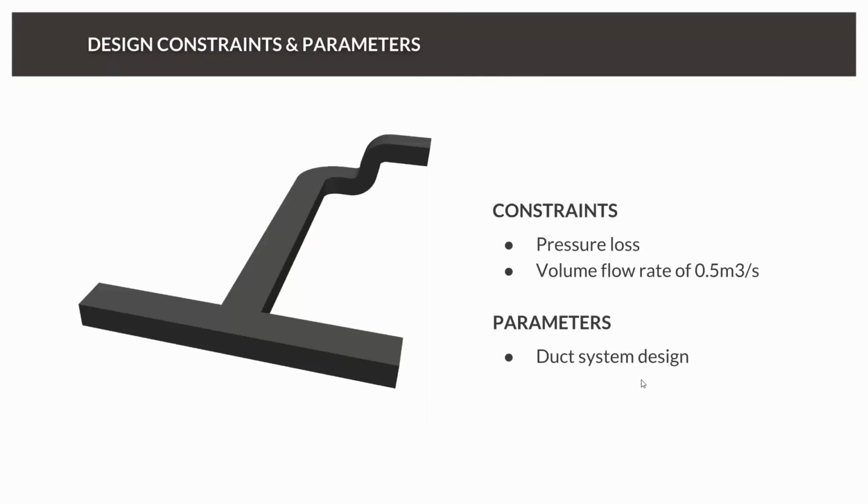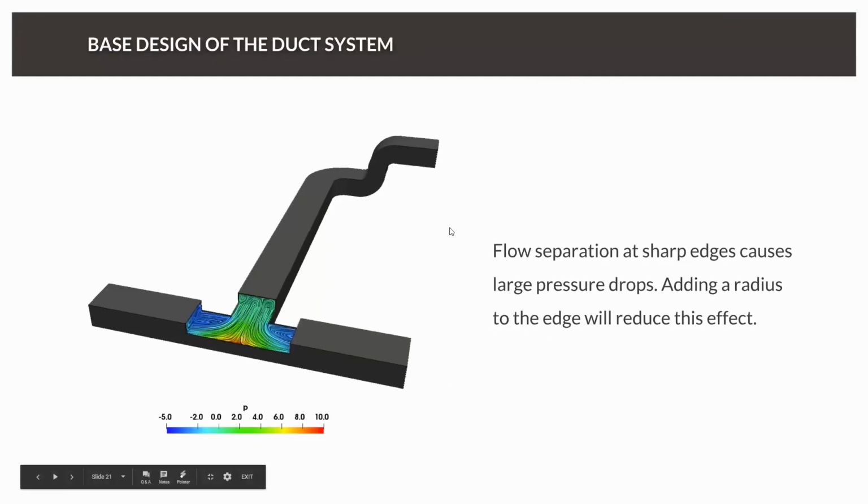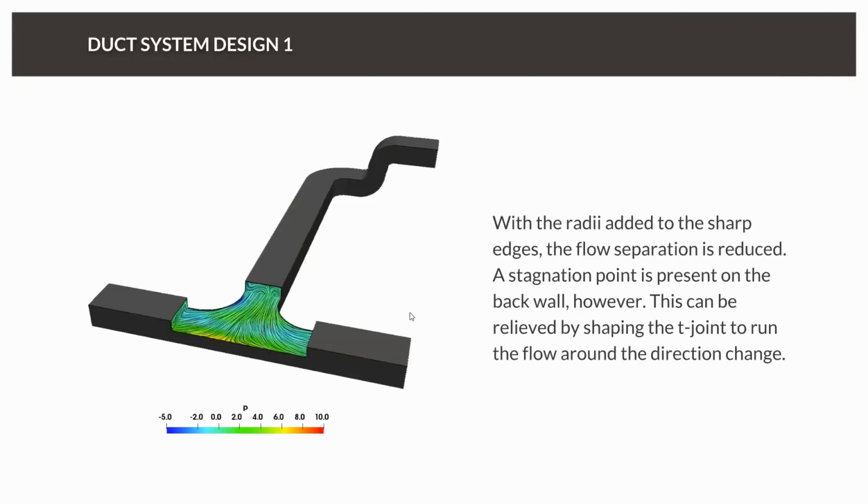Now let's take a look at our design system and try to optimize it. What we can see is that with the initial design we have flow separation at the sharp edges, and this creates large pressure drops, which contribute to our big pressure drop over the whole system. One approach we want to test is just adding a radius to the inner edge, and to see how this can reduce the effect.